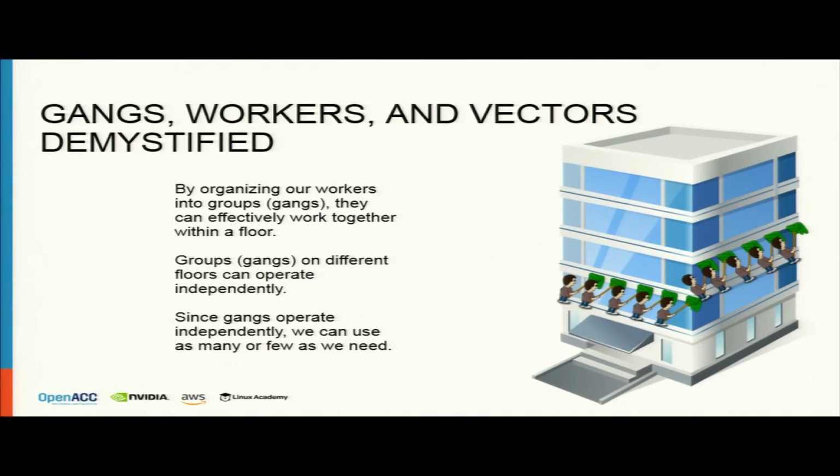So the bottom line is, a set of workers together form a gang. One gang is completely independent of the other gang. They cannot coordinate, they cannot synchronize, they cannot do anything. This is a restriction which has been put. For people who belong to the CUDA world and have already coded in CUDA, this is equivalent to the same thing: one block cannot talk to the other block. So since gangs operate independently, we can have as many of them or as few of them as we like.